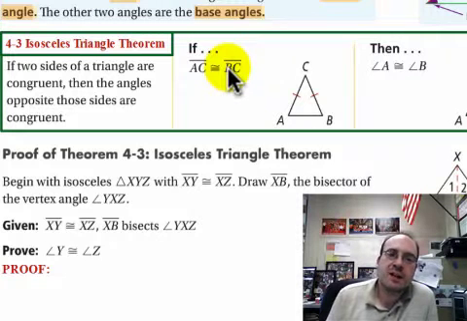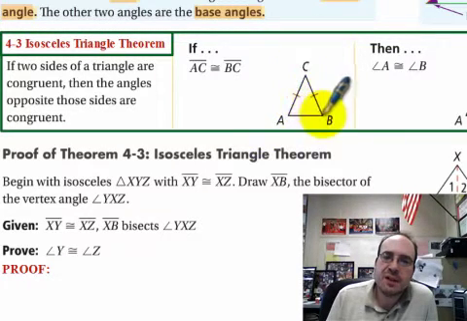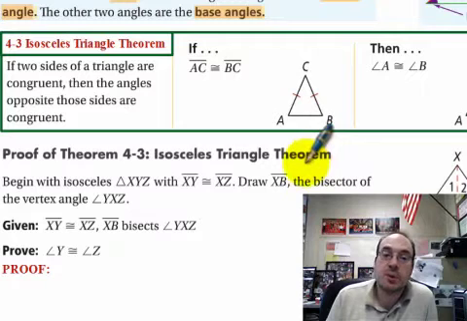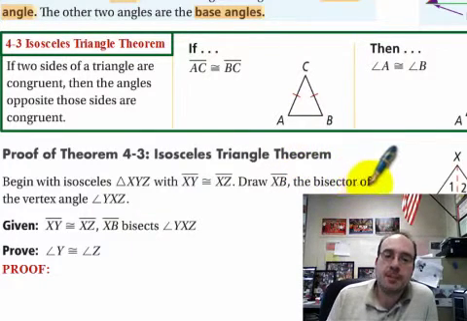Okay, so let's use the isosceles triangle theorem. And once again, what it says is if two sides of a triangle are congruent, like CA and CB here, then that means angle A and angle B are also congruent. Okay? And I'm going to prove that for you.